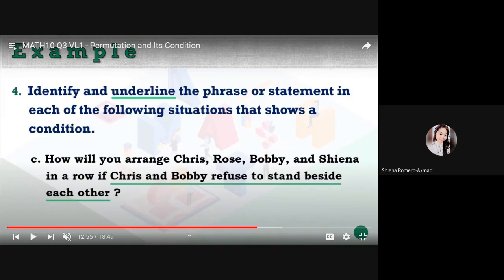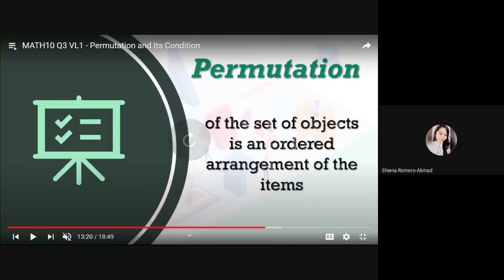So for you to have more of what does condition mean when it comes to permutation, I have here the definition first of permutation. Permutation is a set of objects. Of the set of objects is an ordered arrangement of the items.